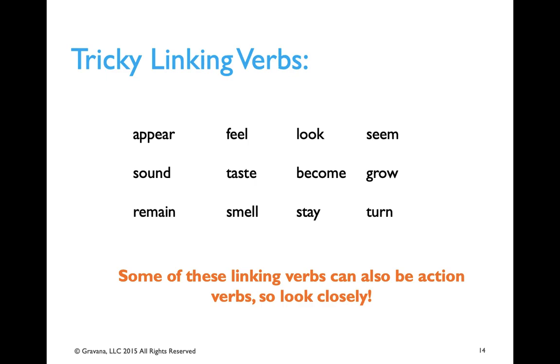Now there are some tricky linking verbs, just like last time. If we take a look at the word look, let's think of this. Karen looked at the sky. Looked, in that case, is what Karen is doing. It's the action that she's doing. So that would be an action verb. On the other hand, if we said Karen looks mad, we are describing how Karen looks, and so that would be a linking verb. It would be connecting the word Karen to how she's looking, which is mad, and that would make the word look a linking verb.